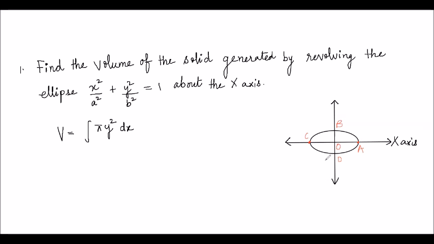This is the ellipse. Let us see where this ellipse is cutting the x-axis. So we have these points A and C. The coordinates of point A will be (a, 0) and the coordinates of point C will be (minus a, 0). So here the limits of x will be from minus a to a. So we have to evaluate this integral.